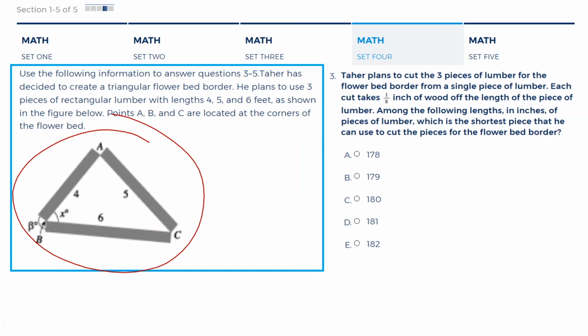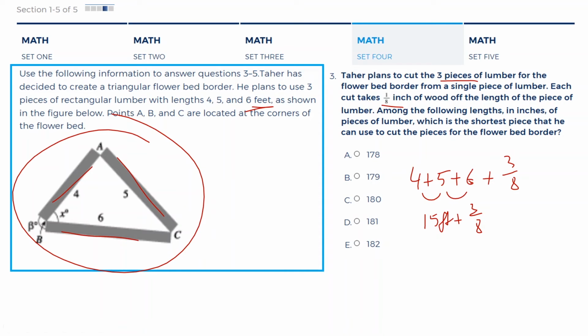Okay, Taher plans to cut 3 pieces of lumber, and each cut takes 1/8 inches. All right, good. So I'm looking for the 4, the 5, the 6. So it's 4 plus 5 plus 6 feet. Plus I have 3/8 inches because I do 3 cuts. Actually 2 cuts, but whatever. So here I get 9 plus 6, so I get 15 feet plus 3/8.